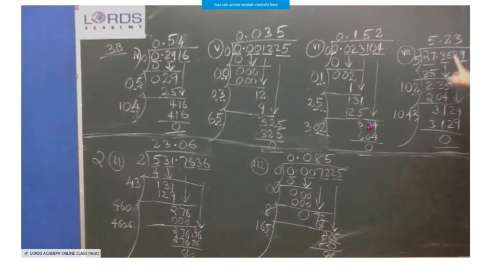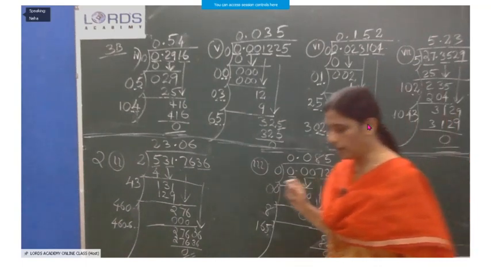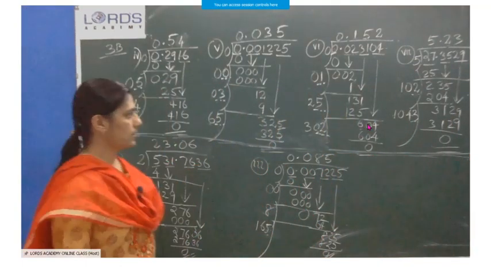Then the 29 I brought down. How you will get the new divisor? Now the divisor is 52. It's double, 104. Then I have to find one more digit, this 3. How? To match this 3129. So 1043 into 3. 3129. We got the answer. Other questions are easy ones.